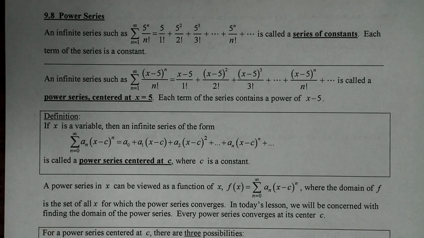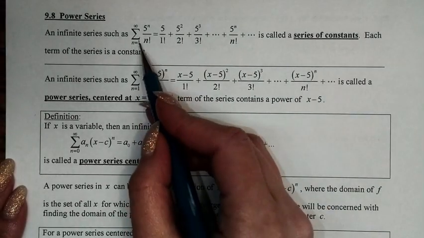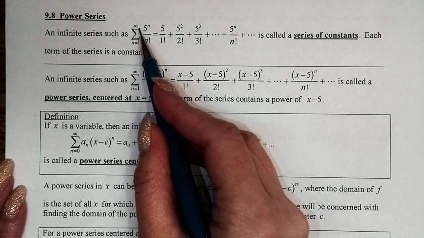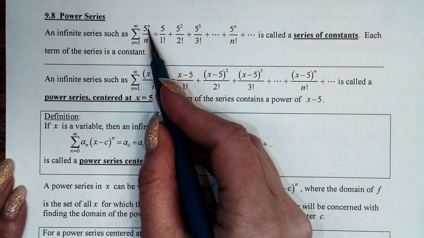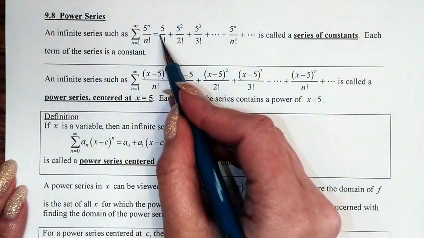Hi guys, today we're going to learn about power series and the interval of convergence and the radius of convergence. So, in the past we have studied a lot about infinite series such as the following. We have that when n is equal to 1 to infinity, the summation of 5 to the power n divided by n factorial.